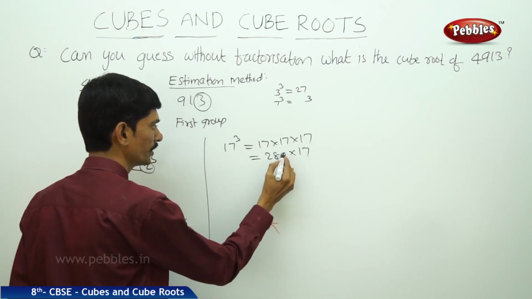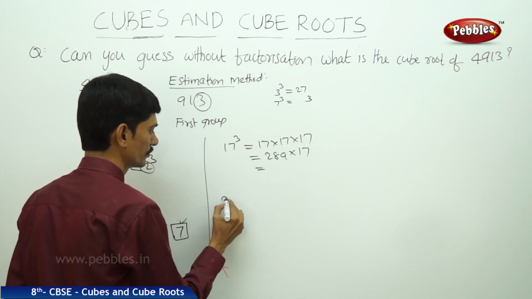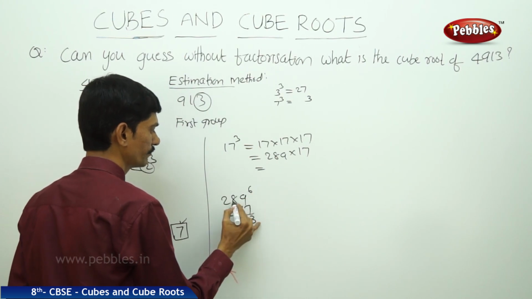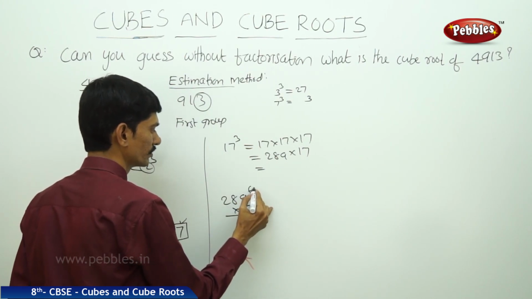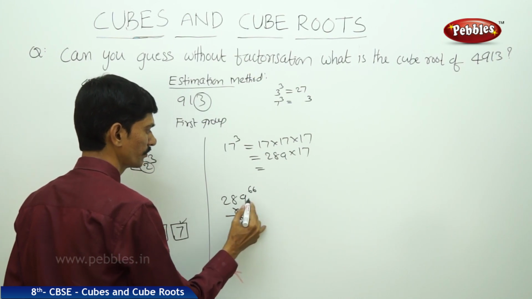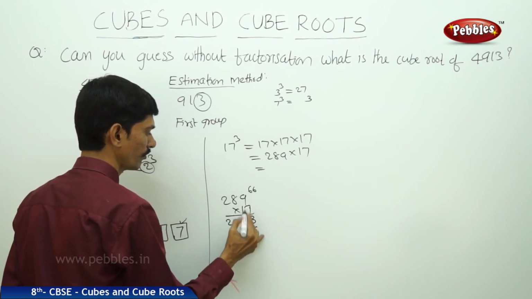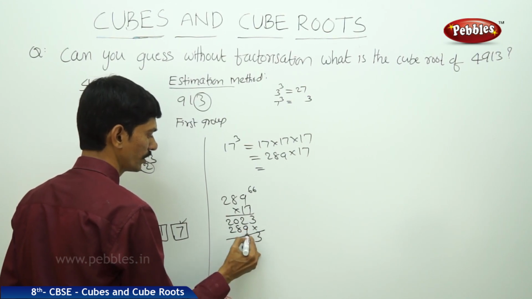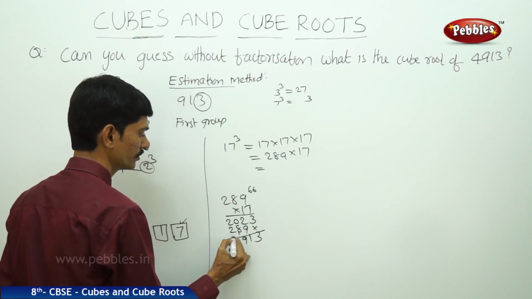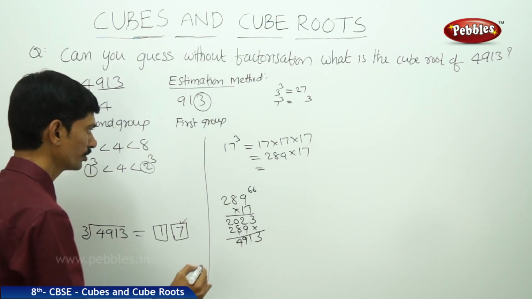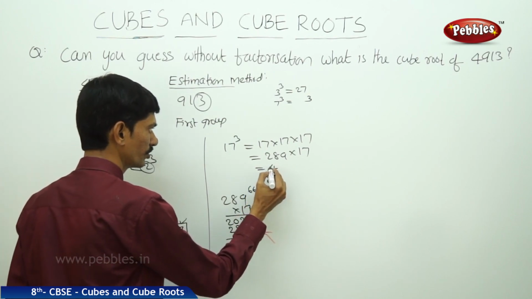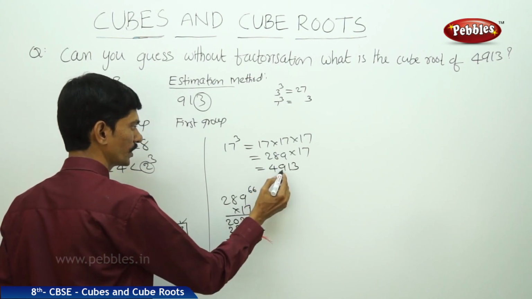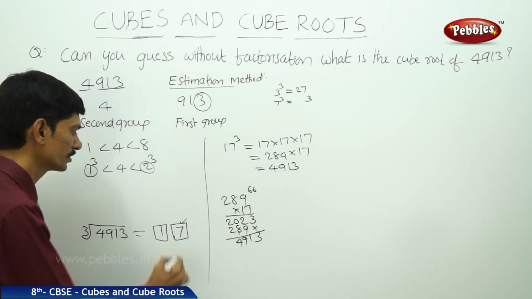Now we will multiply 289 by 17. 7 9s are 63, 7 8s are 56 plus 6 is 62, 7 2s are 14 plus 6 is 20. Then 1 9 is 9, 1 8 is 8, 1 2 is 2. This equals 3, 9 plus 2 is 11, 8 plus 1 is 9, 2 plus 2 is 4. So the cube of 17 is 4913. So the cube root of 4913 is 17. So this answer is correct.